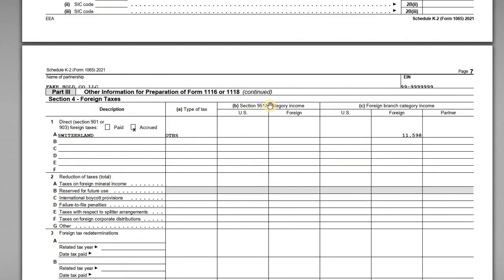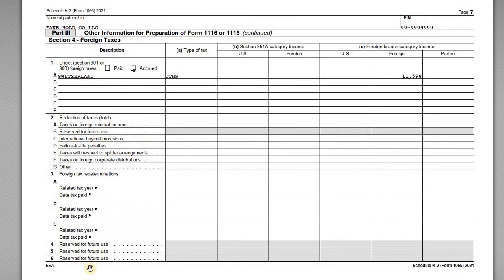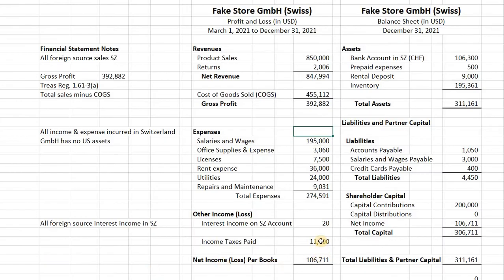Okay. Now, if we skip down to part 3, section 4, foreign taxes, right? So if you have foreign taxes paid in a foreign jurisdiction and it is a creditable tax, right? So it was a tax on income, and when it's passed through the partners, they can take a tax credit for it. You would enter that information here, expressed in U.S. dollars. So we have Switzerland, it's an income tax, and the total amount of income tax, you remember, if we look at the Swiss financial statements, is $11,600. Now, the $11,600 was a tax on all of the net earnings here.